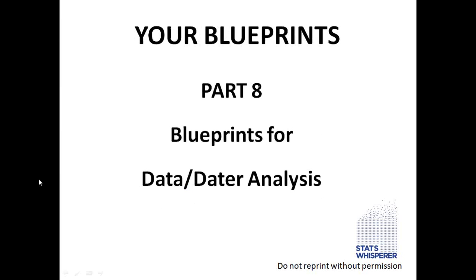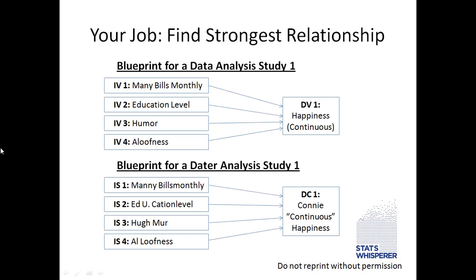So now here we go. These are our blueprints for analysis. This is where it all becomes much, much clearer, because our studies will be answered once we define these blueprints. So remember, our job is to find the strongest relationship in each study. So the blueprint for data analysis study 1. Right? So you can call these arrows relationship lines. Sometimes I like to call them that, because what they represent is the relationship between, per se, independent variable 1 and the dependent variable 1, right?